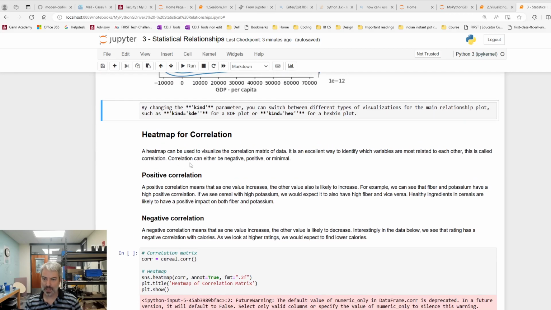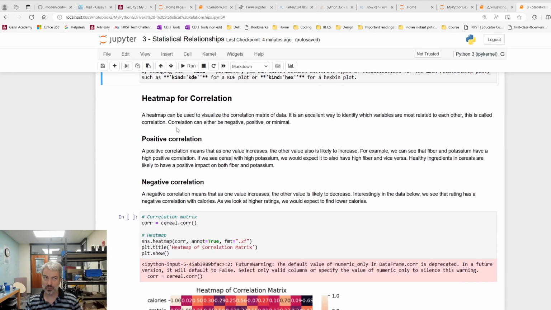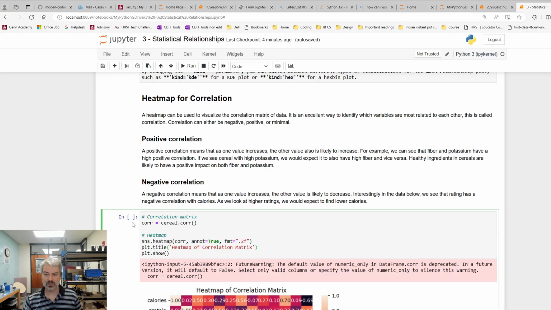All right, so I want to talk a little bit about heat maps. A heat map is, I think, one of our most powerful ways to investigate data, especially when we're looking at a large set and we want to narrow in on specific parts of that data. A heat map is a way of seeing how well data is correlated.